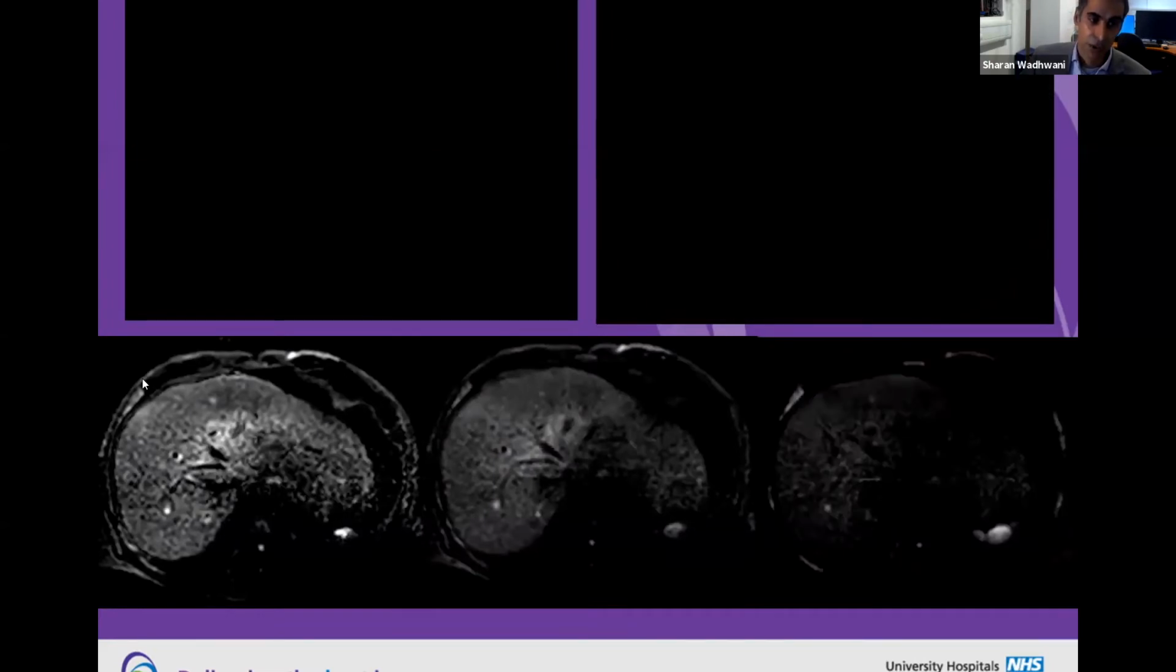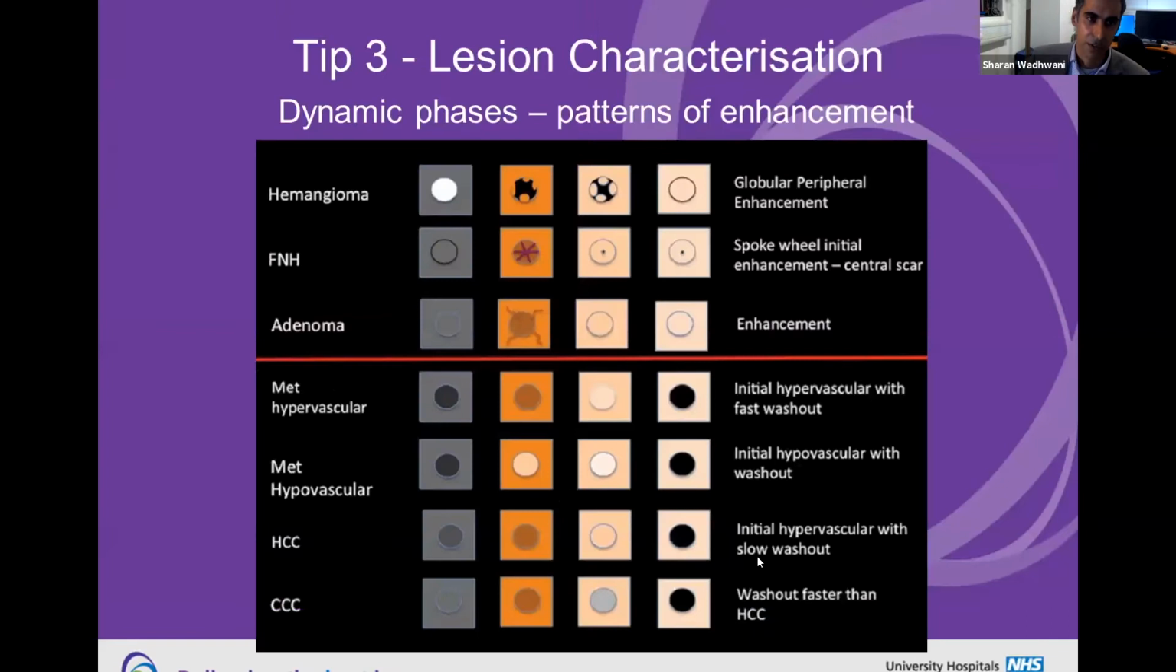And although this is a horrible looking image, it's very easy to see. So I'm just showing you that example of the B value is really great. The diffusion is the best one sequence for picking up lesions in a non-cirrhotic liver when most of the sequences might not show it, especially when it's small. Okay, that turned out to be a colorectal metastasis, out of interest.